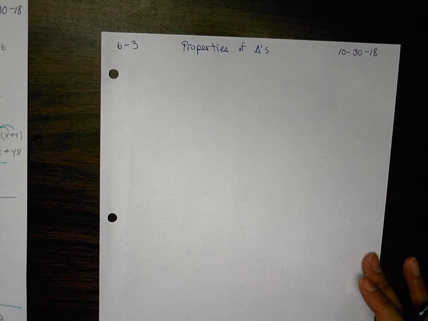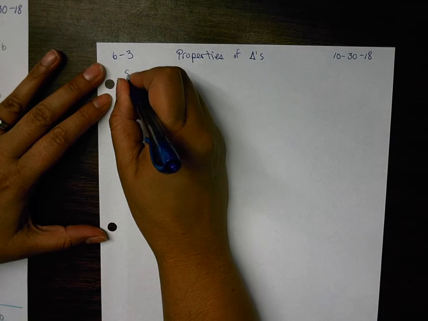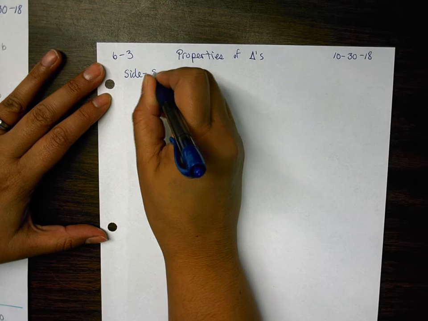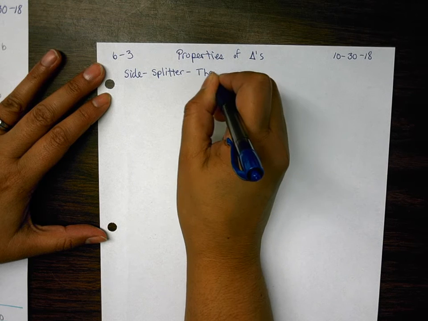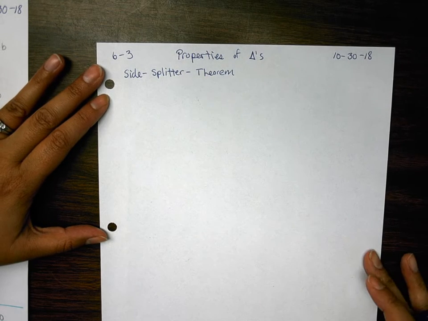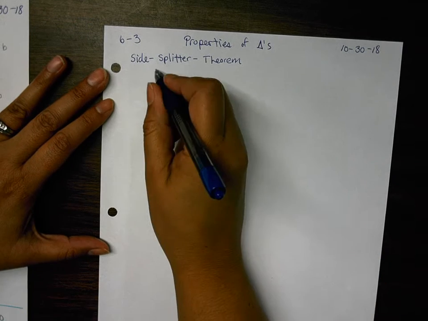Okay, today's lesson 6.3, properties of triangles. First piece we're going to talk about is the side splitter theorem. Side splitter theorem.